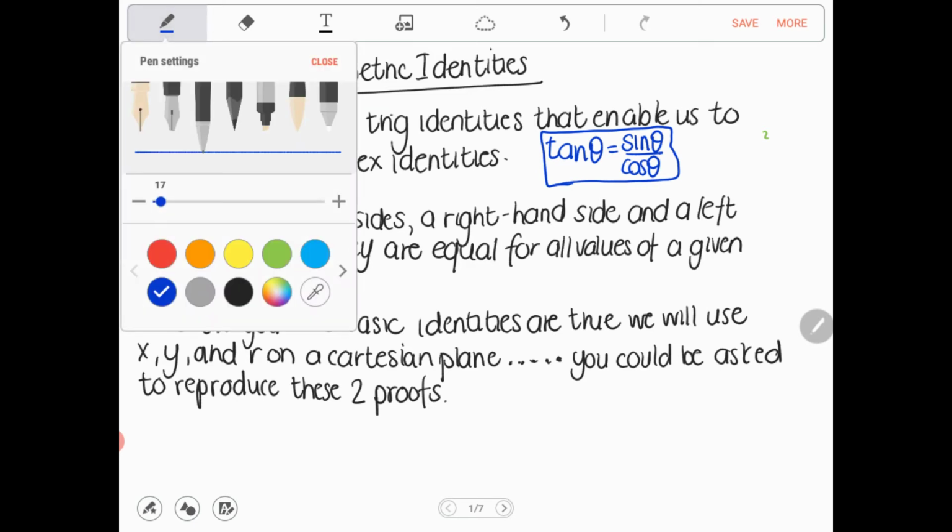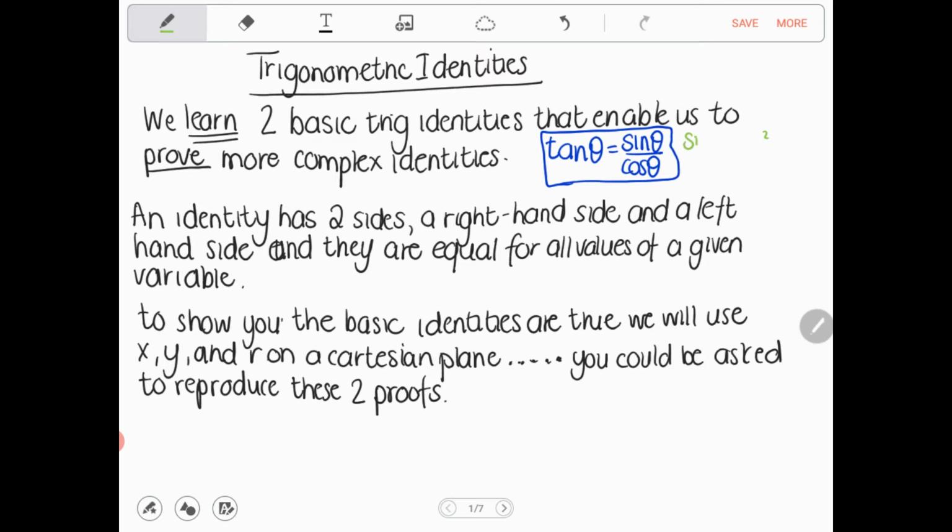The other identity that we learn is that sine squared theta plus cos squared theta is equal to 1. Alright, sine squared plus cos squared is equal to 1. That's our square identity. And it's got to be sine squared and it's got to be cos squared, and they have to be added together. Okay, you can't just split it and say sine plus cos. It's got to be sine squared plus cos squared is equal to 1.